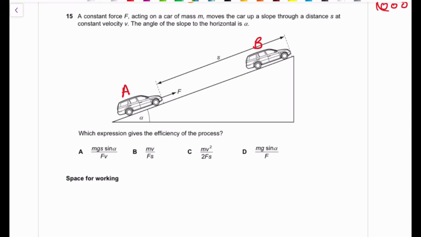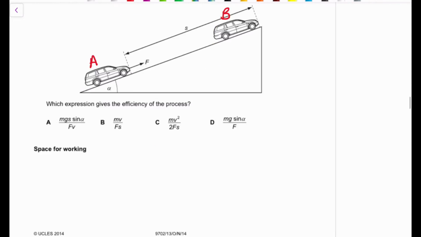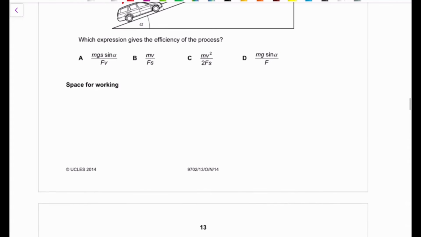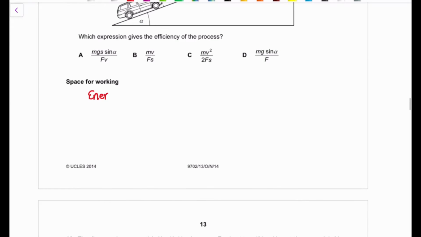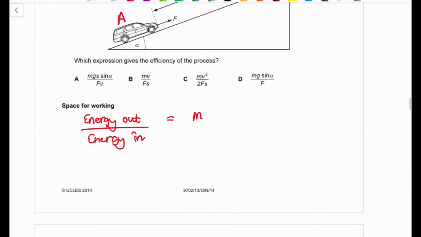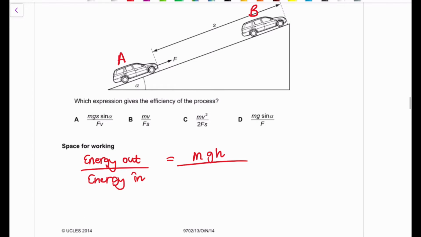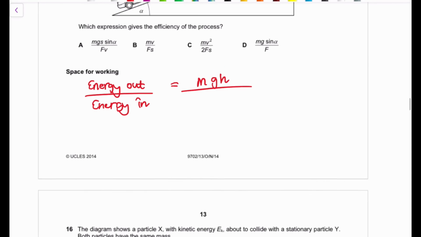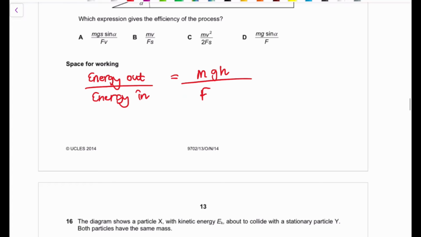Okay, so we're going to raise its gravitational potential energy, right? So our formula is going to be our energy out over our energy in. Or efficiency can also be power out over power in, right? So our energy out is going to be our raise in the height, which is going to be mgh, our raise in the gravitational potential energy, but our work done is going to be this force multiplied by that distance. So we're going to get Fs, F times S.